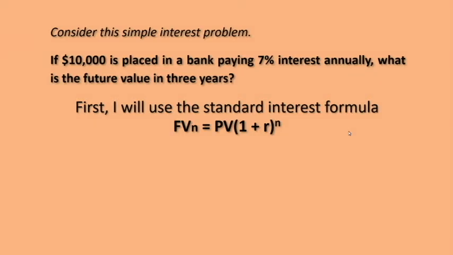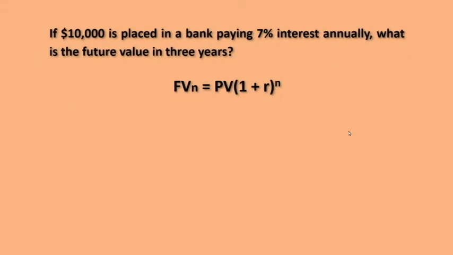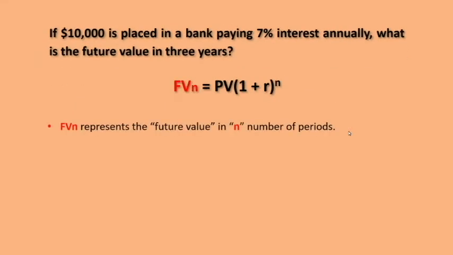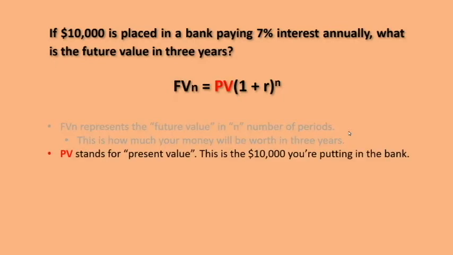Our problem has us putting $10,000 into a bank account for 3 years, earning 7% interest annually. Okay, let's go ahead and identify the components of the formula, starting with FV, that's the future value in the number of periods. That's what you're trying to figure out. That's how much money you're going to have in 3 years. Next, you have present value, which is just that, the $10,000 that you're putting in the bank. You can find that right in the problem.